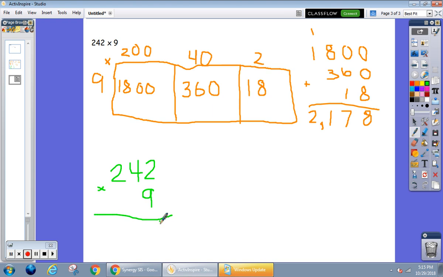2 times 9 is 18. 8, carry the 1. 4 times 9 is 36, plus the 1 and you get the 7. 2 times 9 is 18, plus 3 is 21. So we get the same thing, 2,178.